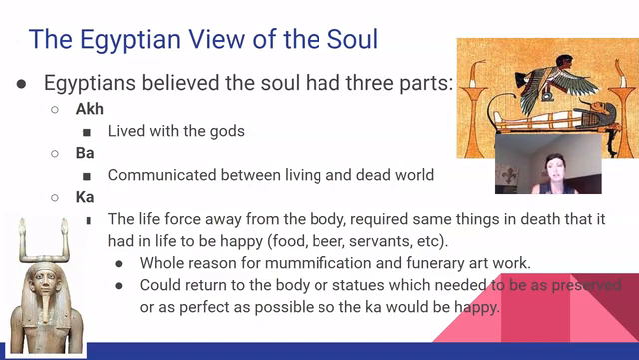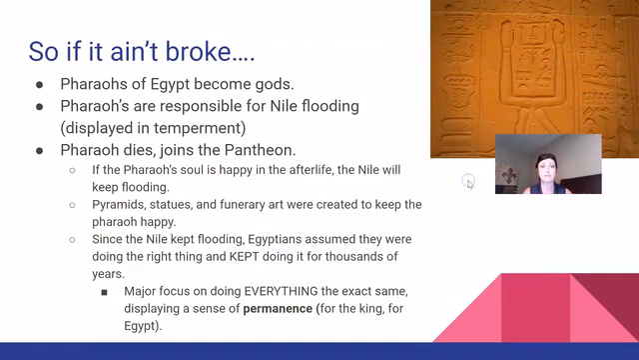It could inhabit statues that looked like it. It could go into pictures that looked like it. But you needed to make sure that those statues or that body was in as good a condition as it possibly could be, so that if the Ka was happy, the Ba was happy, and then the Ak would make sure that things were going well up in the afterlife.